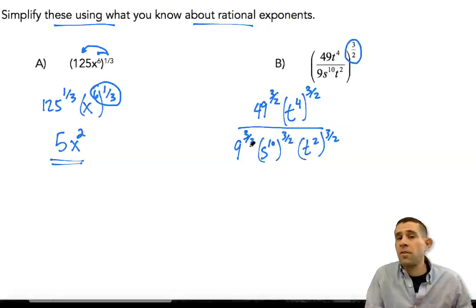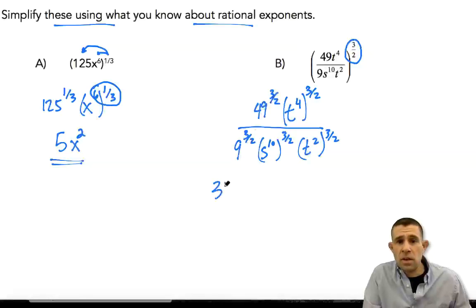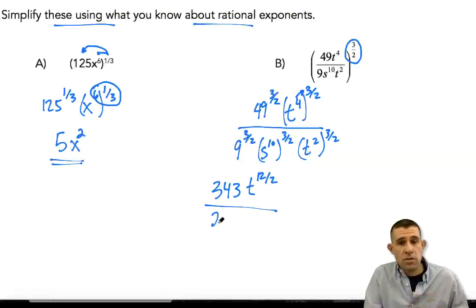Now let's go through and simplify all of our exponents. So we're really taking the square root here of 49, which is 7, and 7 cubed is 343. Now t to the 4th to the 3/2 is 4 times 3/2, so that's t to the 12/2. And now we have 9 to the 3/2, so it's the square root of 9 cubed, which is 27. And then s to the 10 times 3/2, so that's 30/2. And t squared to the 3/2, so that's 2 times 3, which is 6/2.